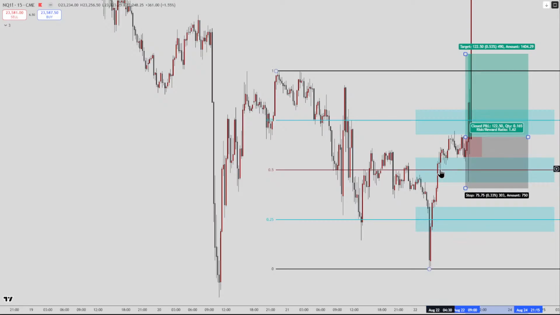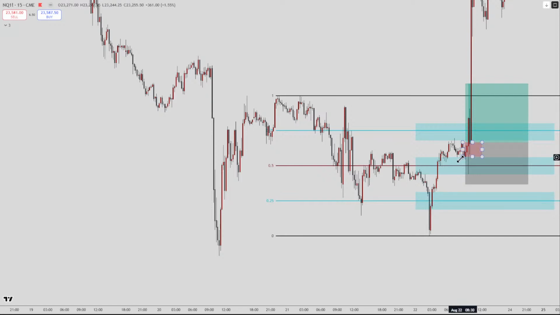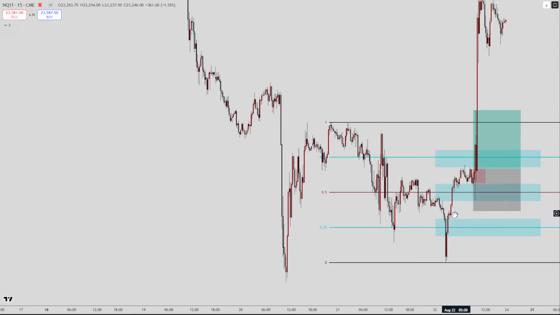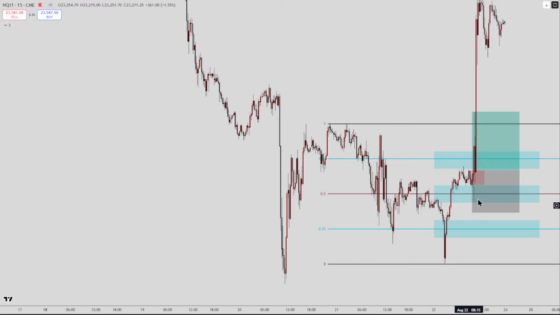So the consolidation's there. 40 handles minus 23,224.75 is 23,184.75. So that would be your trade. If there was no sweep of this consolidation low and you were expecting it or allowing for it to happen and you wanted your stop loss in a safe enough place, that's basically what you do.